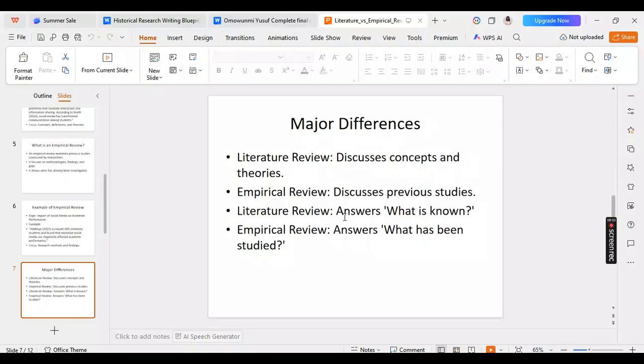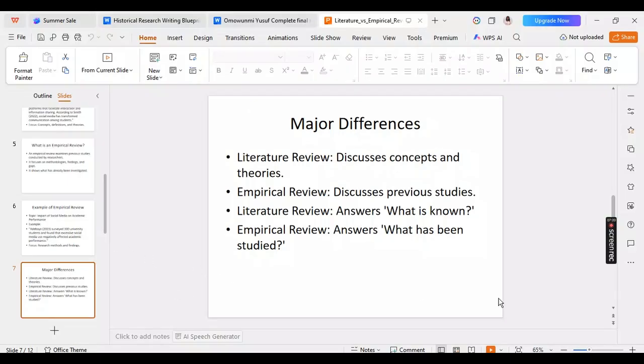On empirical review, it discusses previous studies. This is what these studies did, the method this person conducted, this is how the person went about it, and this is the finding and the gap he was able to cover. Literature review answers what is known. Empirical review answers what has been studied. So that is what you need to know.